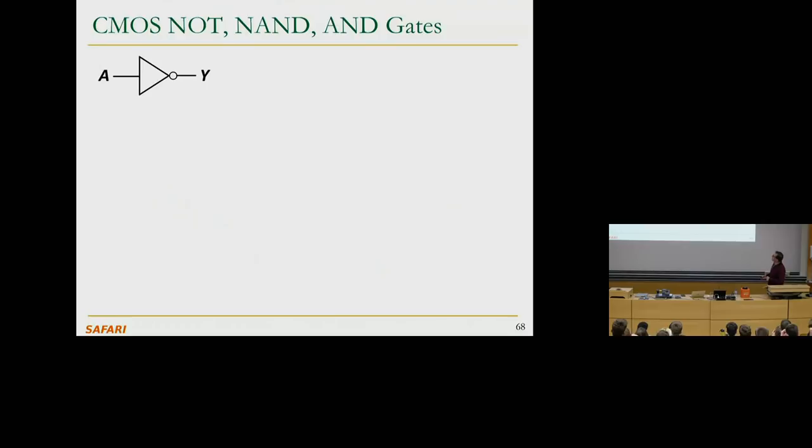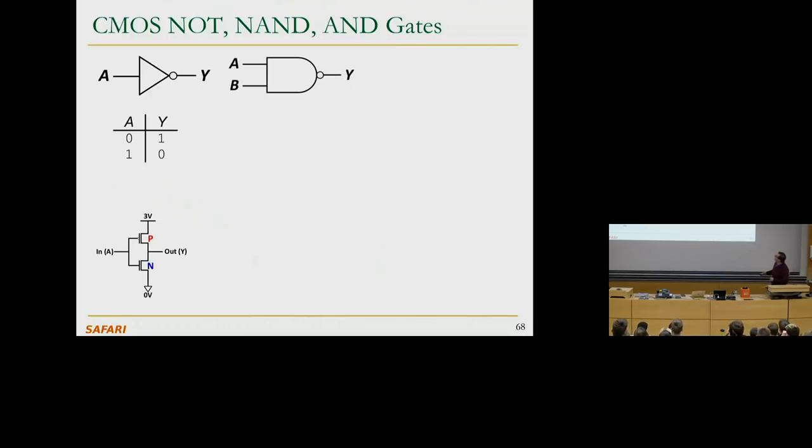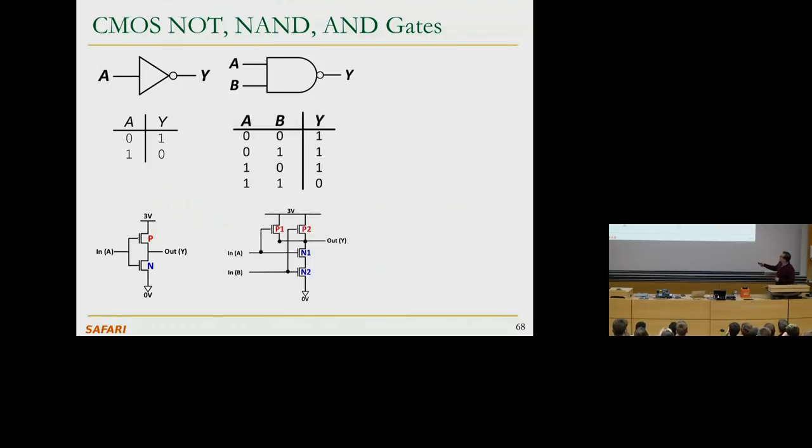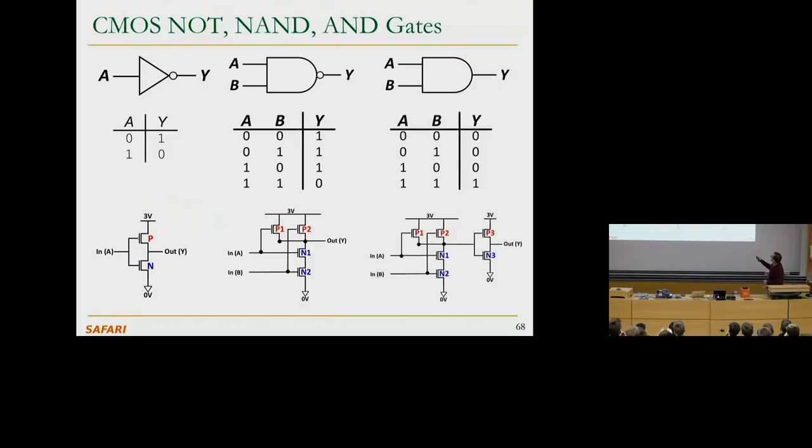Okay, so basically we built some circuits, these logic gates. This is the logic gate, this is the truth table, and this is the transistor level implementation for the NOT gate, the inverter. This is the logic gate for NAND, this is the truth table, and this is the transistor level implementation in CMOS. And for AND, this is the truth table, this is the logic gate, and this is the transistor level implementation.